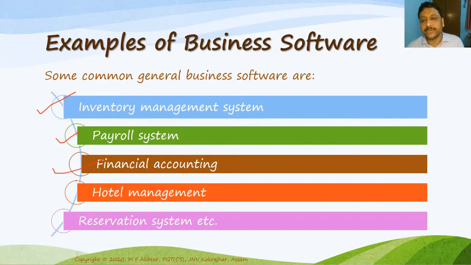Financial accounting is for keeping records of finance matters: how much money, how many credits are given, how many debits are given. These types of data are recorded in financial accounting software. Hotel management softwares are already available for room allotment and all those things. Reservation systems, like railway, bus and air reservation systems, are already available, and one can purchase those software for their business purpose.